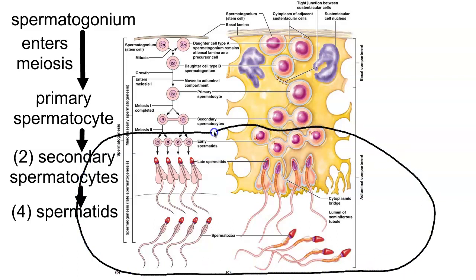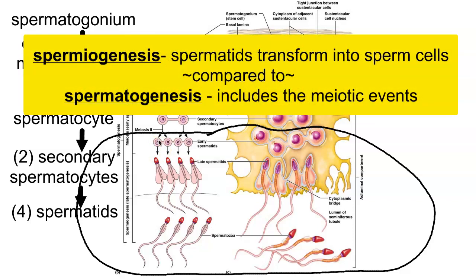a process called spermiogenesis. Spermiogenesis is not a meiotic event, it's a cellular event in which the excess cytoplasm is shed and the flagellum is formed. So in other words, the late spermatid is transformed into a spermatozoan. Let's take a closer look at that.